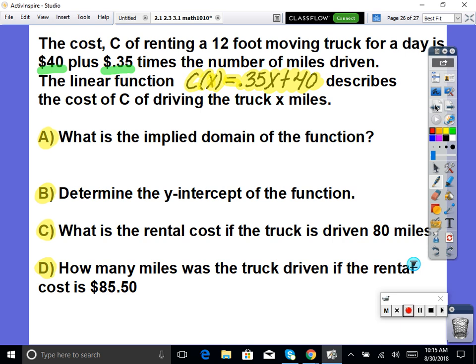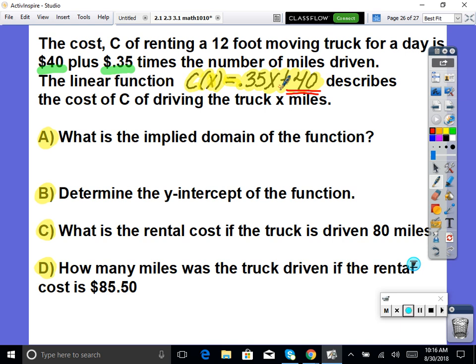So then it says, here's the linear function that represents it, which, why does it make sense? We're starting at 40, correct? Then we're going to add some amount of money based on the number of miles. So look, if I drive 1 mile, won't I only have an additional 35 cents? 2 miles, it'd be 2 times 35. Okay, you guys get it. Okay, awesome. So it says right here, what is the implied domain of the function?